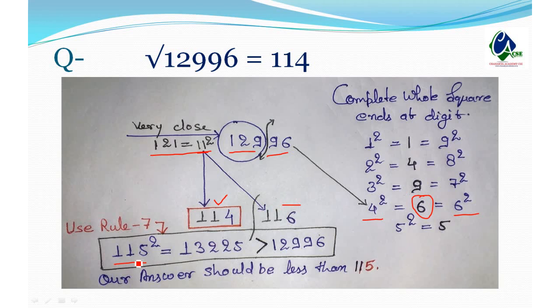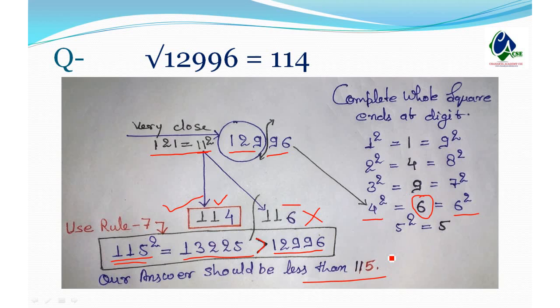Here we compare it with the square of 115. The square is greater than our number. So our number can't be greater than 115. So 116 is the wrong answer and we have only one option, that 114 is our answer. And I think both steps are very clear. For calculating the square of 115, you can use our rule 7, the number that ends with 5.